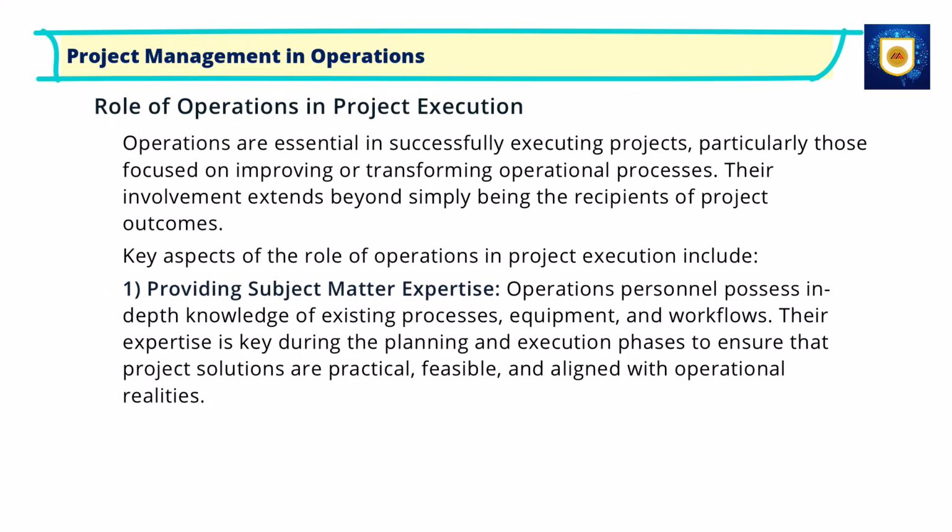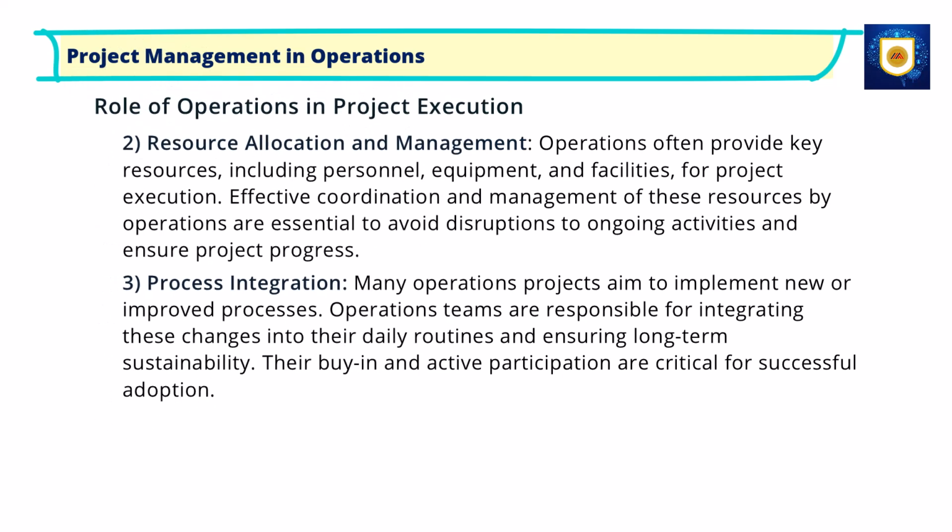Role of operations in project execution. Operations are essential in successfully executing projects, particularly those focused on improving or transforming operational processes. Their involvement extends beyond simply being the recipients of project outcomes. Key aspects of the role of operations in project execution include: 1. Providing subject matter expertise. Operations personnel possess in-depth knowledge of existing processes, equipment, and workflows. Their expertise is key during the planning and execution phases to ensure that project solutions are practical, feasible, and aligned with operational realities.